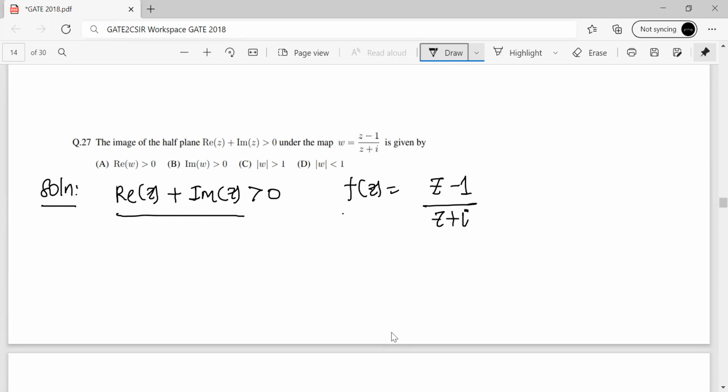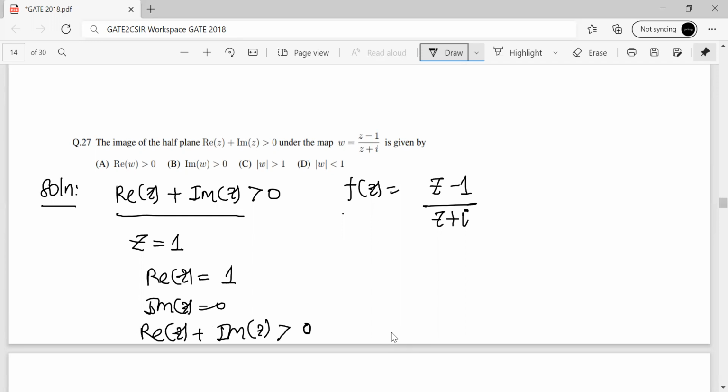To solve such kind of problem, it is better to take one point and discard the remaining options. So what if I take z equal to 1? Then real part of z equal to 1 and imaginary part of z equal to 0, and real part of z plus imaginary part of z is greater than 0. So let's check. It will be 1 minus 1 upon 1 plus i, and it is 0. Now I need to check where this will lie. So I got this to be 0, that means w is 0.